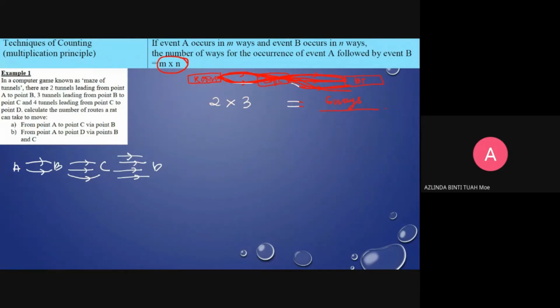Calculate the number of routes a rat can take to move. Question A, from A to C via B. So dia nak bergerak dari A pergi ke C. So daripada A pergi ke B, kita ada 2 jalan. 2 times 3. So the answer is 6 ways. Okay, B. From point A to point D via B and C. So dari hujung pergi ke hujung. So from A to B we have 2 ways, 2 tunnels. B to C we have 3 tunnels. And then C to D we have 4 tunnels. So jawapan dia 24.